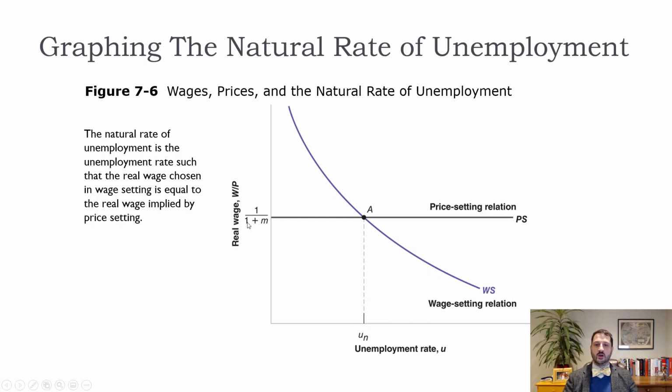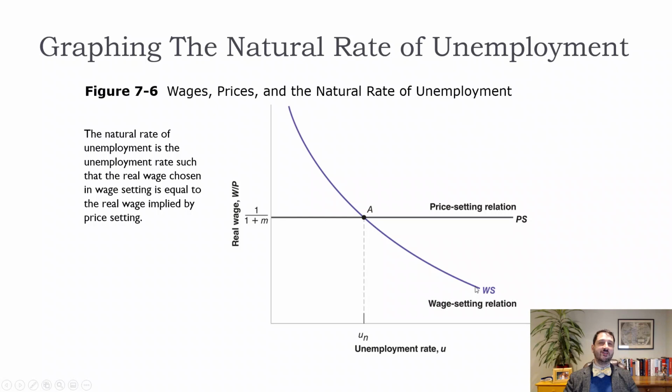We have the real wage here on the vertical axis. And our price setting relation completely determines the real wage. Our wage setting relation does depend on the unemployment rate, right? And so when the unemployment rate is really low, the wage setting relation is high, and when the unemployment rate is really high, the wage setting relationship is low.